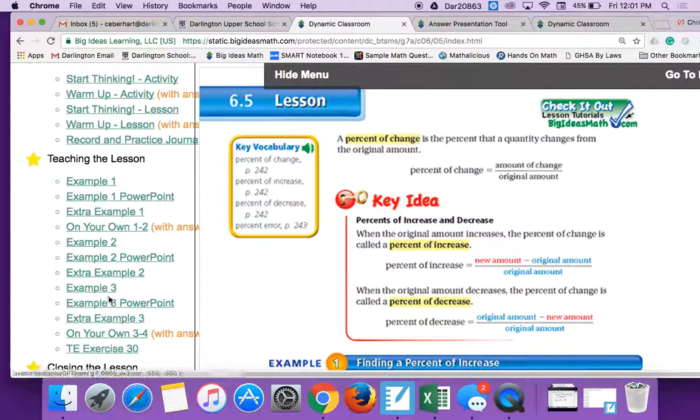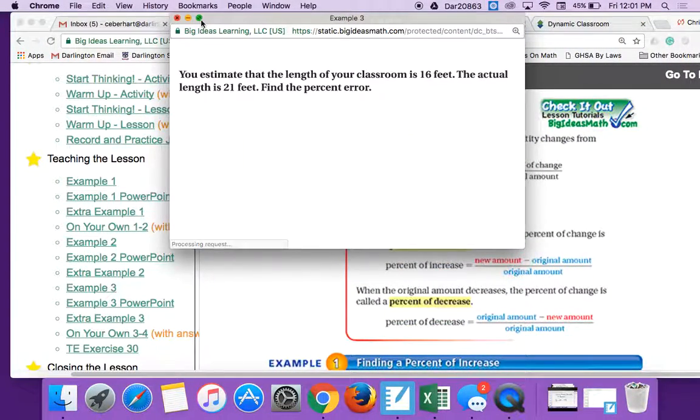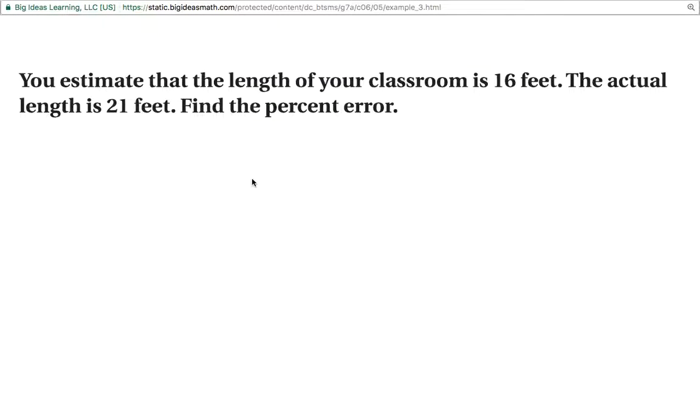Last but not least, the last one, number 3. You estimate that the length of your classroom is 16 feet. The actual length is 21 feet. Find the percent error. Well, we're talking about error. Percent error is kind of similar to percent change. Only real difference is that in percent error we actually have the actual. I know it's the same as like original.